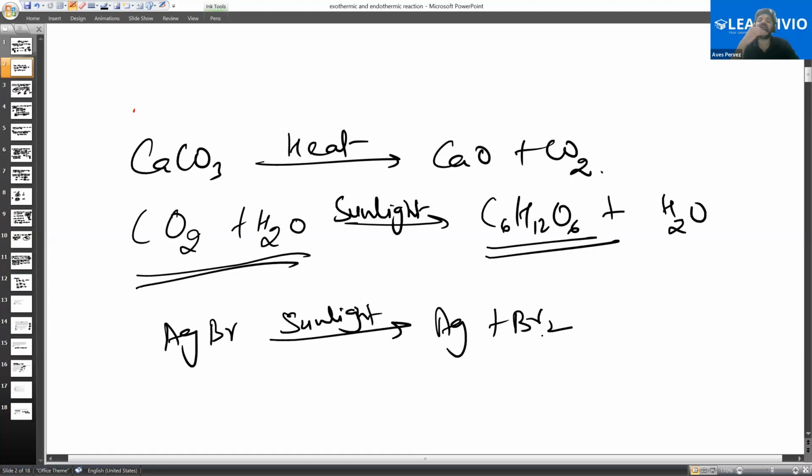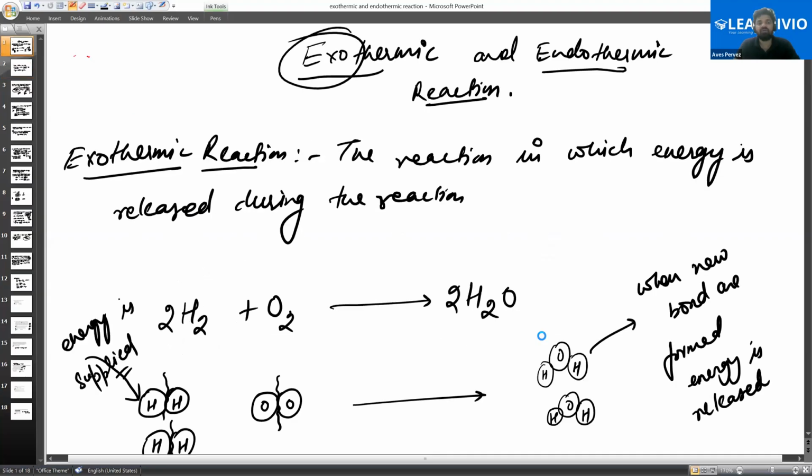The reaction in which heat is being released out, that reaction is called exothermic reactions. Okay, note it down, please. Exothermic reactions.